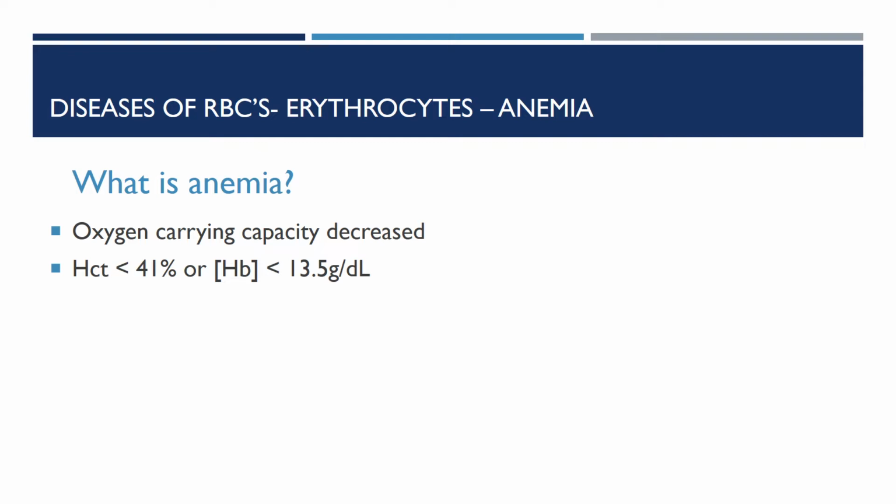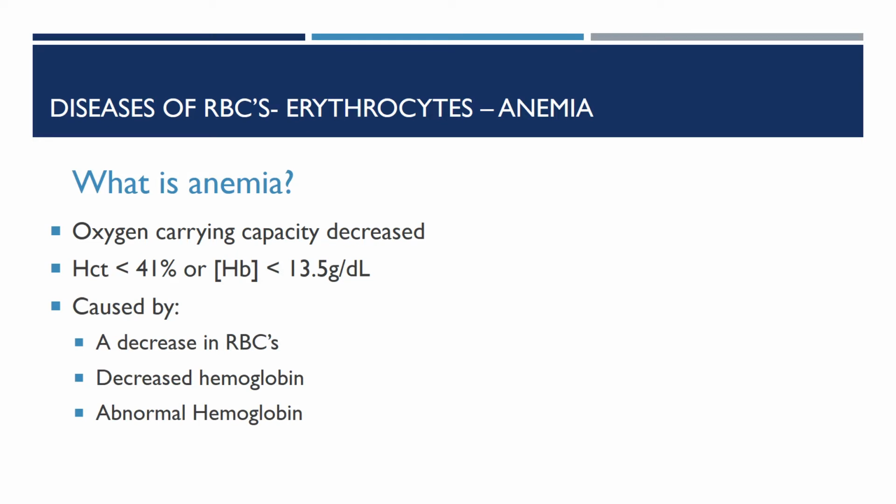Another definition is hemoglobin concentration. Hemoglobin is actually what is transporting the oxygen, and we see that red blood cells, or erythrocytes, are filled up with hemoglobin. So a measurement of 13.5 grams per deciliter or less would be a definition fitting anemia.